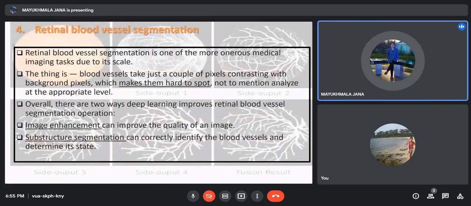Retinal blood vessel segmentation plays an important role for retinal image analysis. This is a difficult task as the blood vessels take just a couple of pixels contrasting with background pixels, which makes them hard to spot, not to mention analyze at the appropriate level. Overall, there are two ways deep learning improves retinal blood vessel segmentation. Image enhancement can improve the quality of an image. Another, substructure segmentation can correctly identify the blood vessels and determine their state.